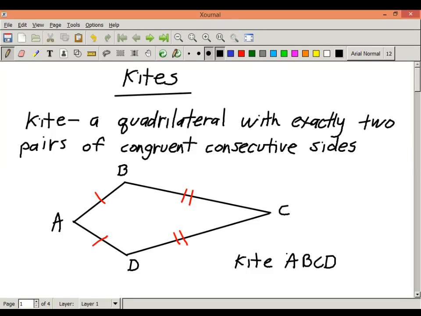We have another shape to talk about today, and that's called a kite. On the agenda today is a definition of a kite, two theorems about a kite, and three examples that go with it.